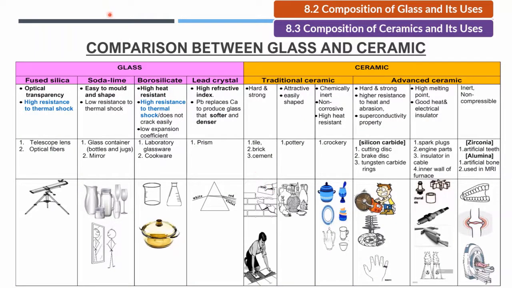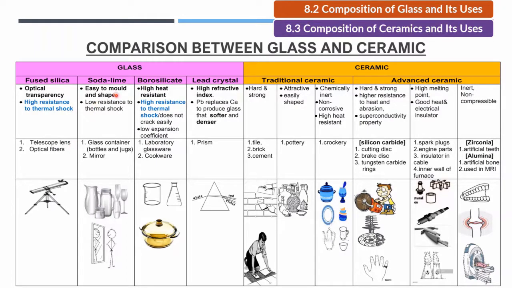Now we go into more detail for comparison between glass and ceramic. First of all, we can see that glass can be divided into 4 types, which are fused silica, made up of silica only, soda lime, added with sodium, borosilicate, added with boron, and lead crystal, added with lead, which can make it softer. Now they have their own special property. Fused silica, its property is high optical transparency. This makes it suitable to be used to make telescope lenses.